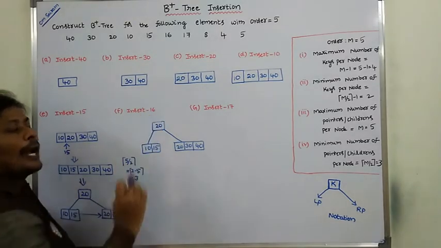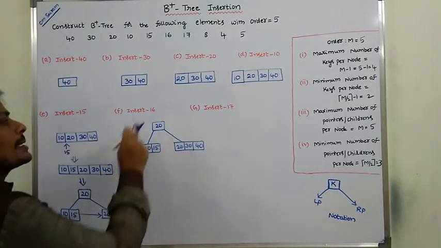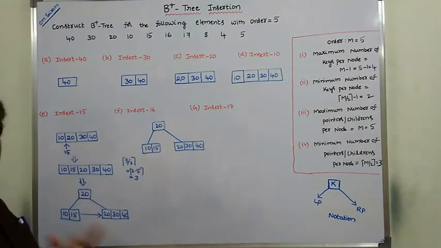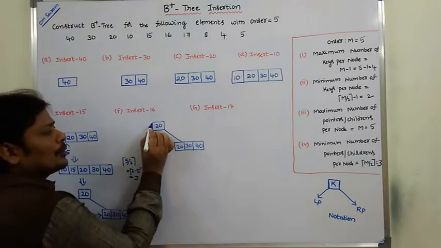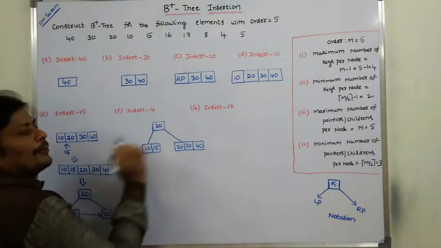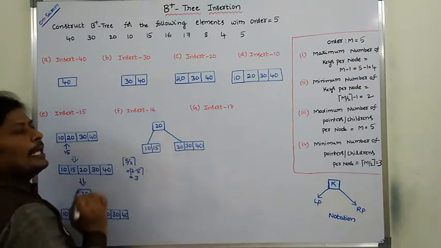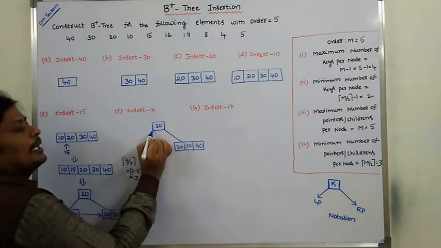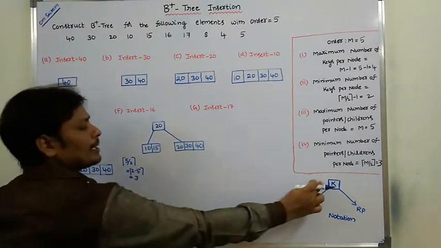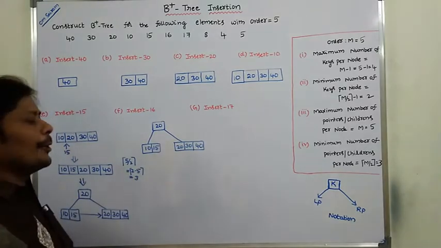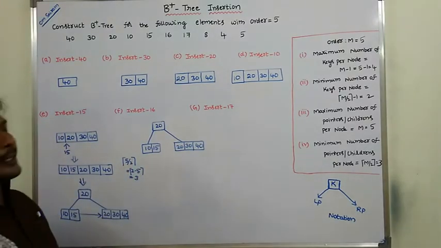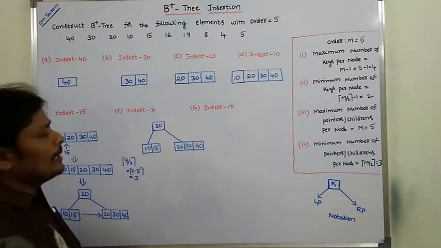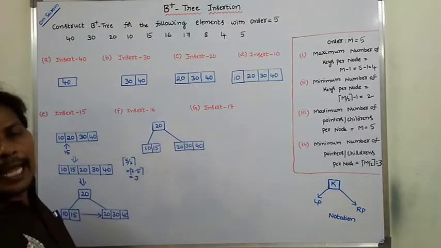First, we have to find the location where we are inserting element 16. 16 is compared with 20, and 16 is less than 20, so go to the left pointer. This is the left pointer of 20 and this is the right pointer of 20. The left pointer points to the left subtree, which contains a node with two key elements, 10 and 15. First 16 is compared with 10; it is greater. Now 16 is compared with the second key element, 15.